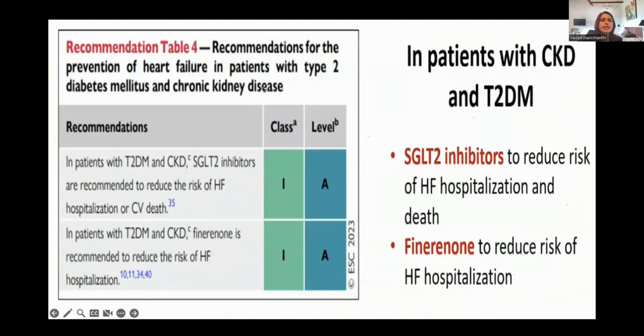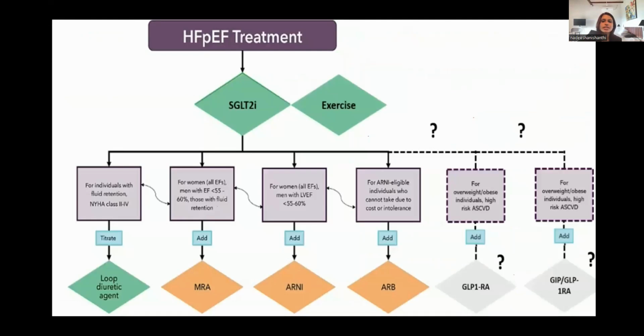There's a recommendation for the prevention of heart failure in patients with type 2 diabetes mellitus and chronic kidney disease: SGLT2 inhibitors. So remember, SGLT2 inhibitors are not only for diabetics but also non-diabetics, and not only for proteinuric but also non-proteinuric patients with an eGFR of more than 20. So this is the summary, very, very important: SGLT2 inhibitors, class 1 recommendation, and titrate with loop diuretics.